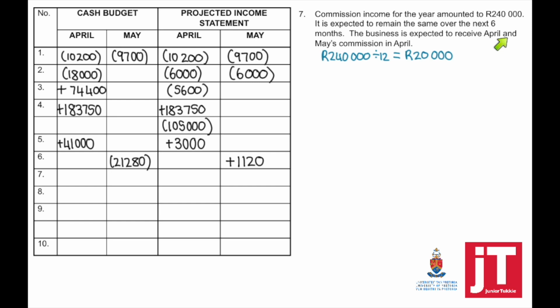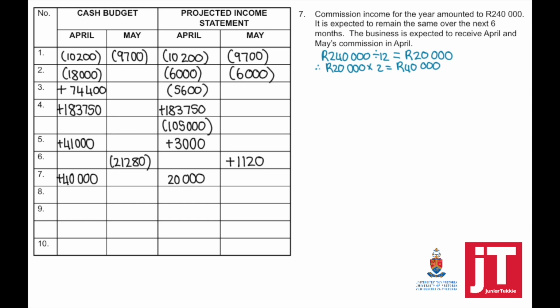Don't get confused with that 6 months. It says the commission income for the year amounted to 240,000. And it's expected to remain the same over the next 6 months. So there's not going to be a percentage increase or a percentage decrease. It will be expected to remain the same. But now it says the business is expected to receive April and May's commission in April. So when we're looking at the cash budget, we are going to receive 20,000 times 2, which means expected receipt in April is 40,000. There's no entry then in May.